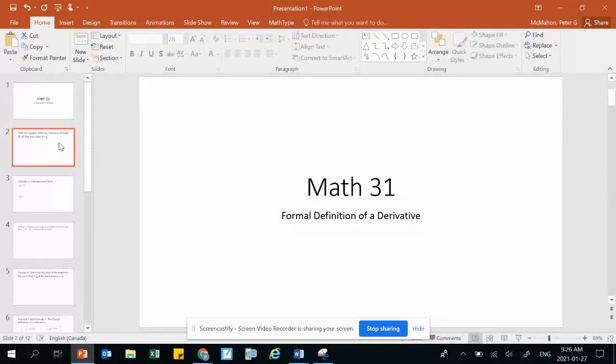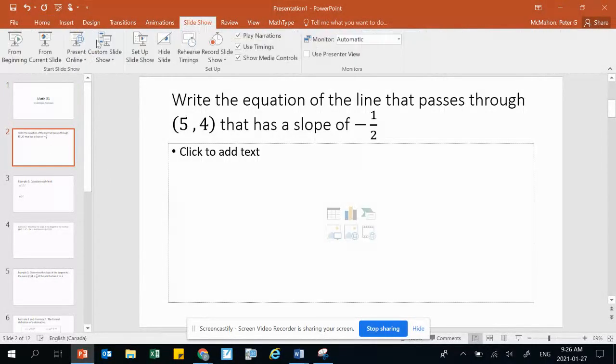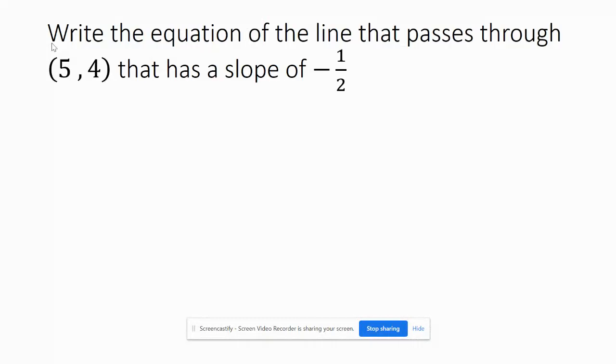Okay. All right. Example one here. This is really a review from grade 10 math, and it's quick. It says write the equation of a line that passes through (5, 4) and has a slope of negative 1/2. So I'm going to show this question two ways. Here's probably the most common way that you would have learned: y equals mx plus b. I'm going to show you this way, and then show you which I think is the more convenient way for this course.